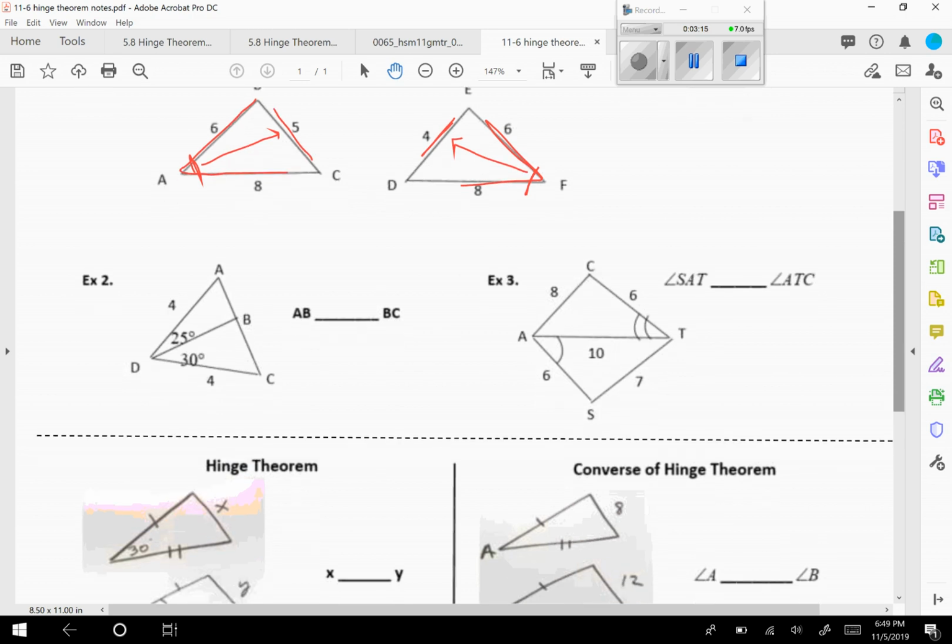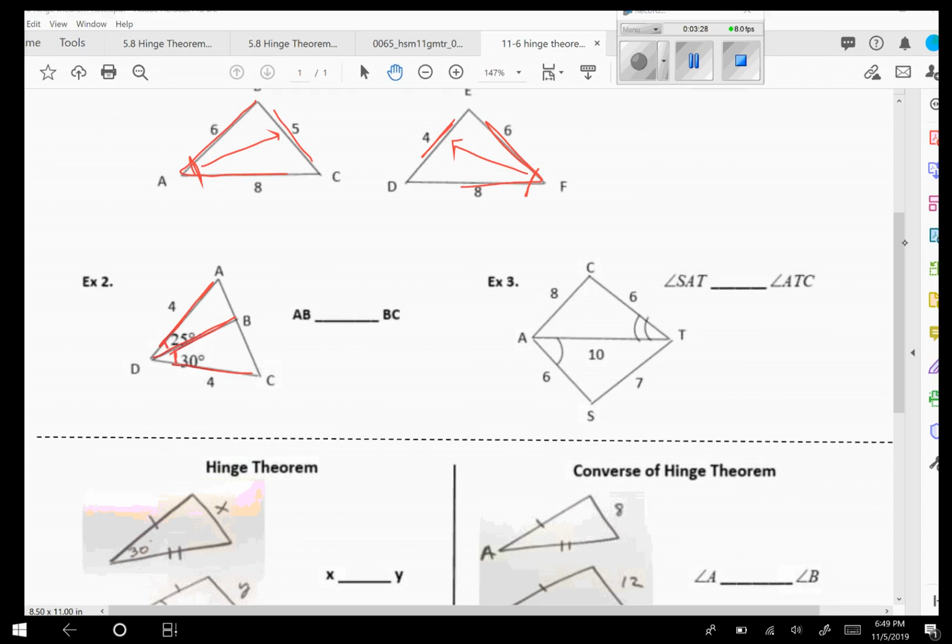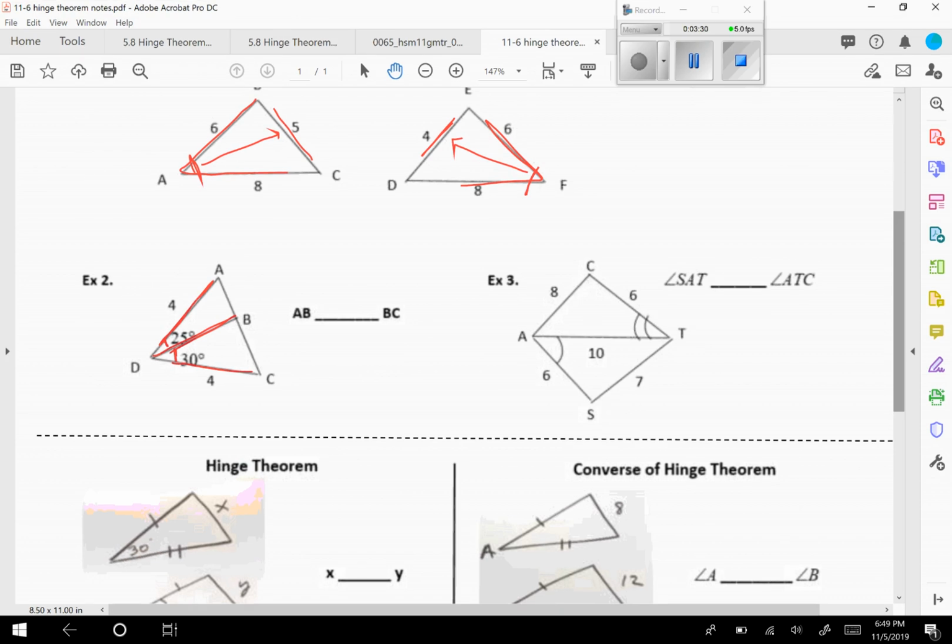Next example. Right here, you can see we have the 4. Both of these sides out here are 4. And then they share this one in the middle. So we're looking at the 25-degree angle and the 30-degree angle. And we're having to compare AB, this side right here, to BC. So again, which angle is bigger? The 30. So the side across from it is bigger. So BC is greater than AB.